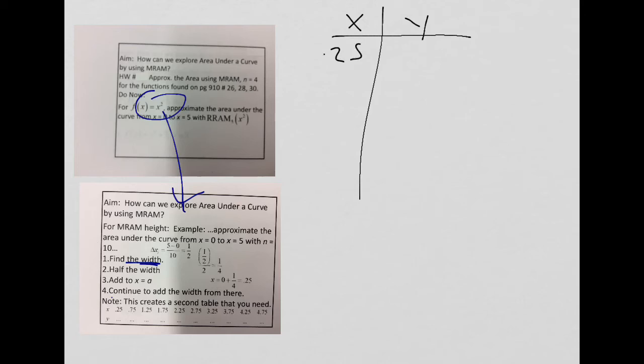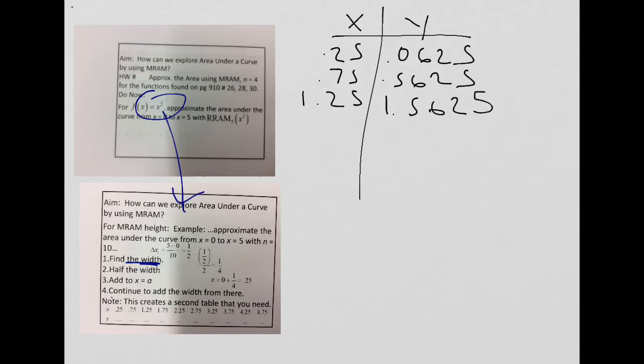So 0.25 was 0.0625 exactly. Okay, and 0.75 is 0.5625. 1.25 is 1.5625. We know they're terminal decimals because these can be solved by fractions, or expressed as fractions, I should say. There we go. We're getting there.